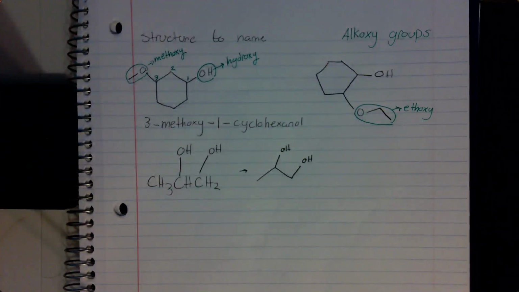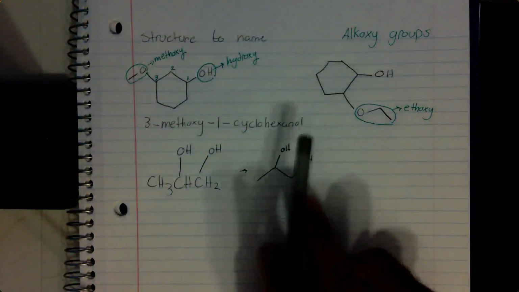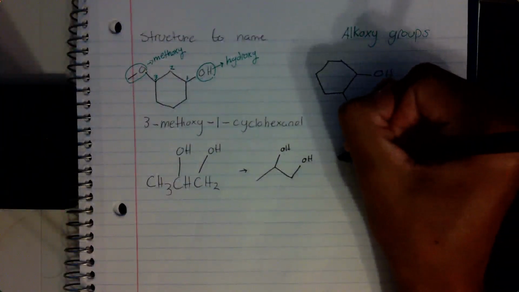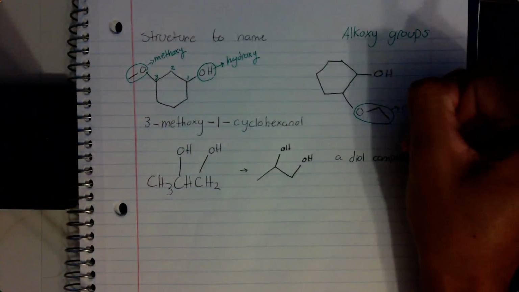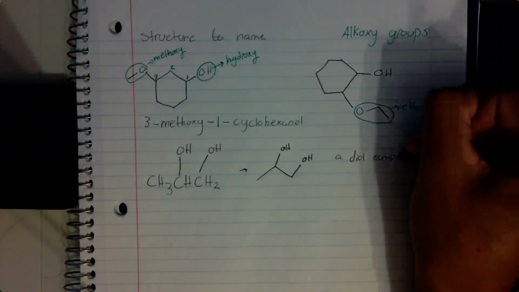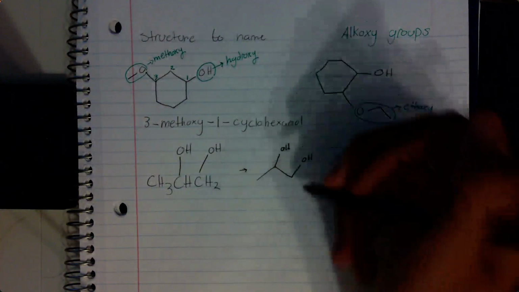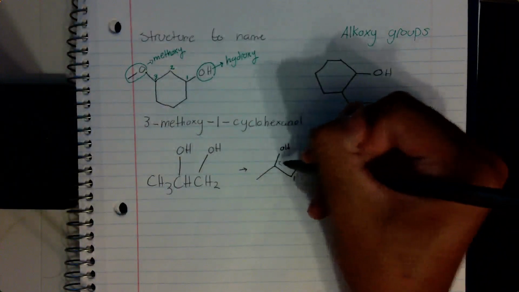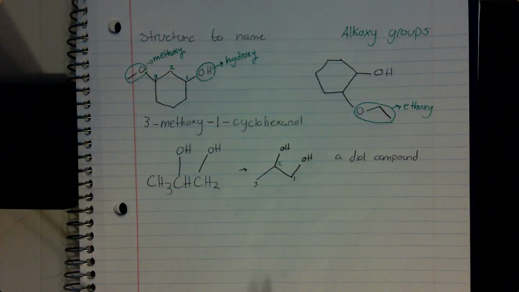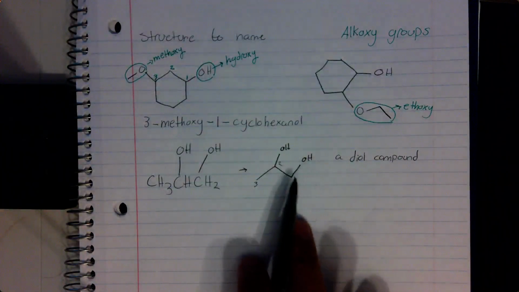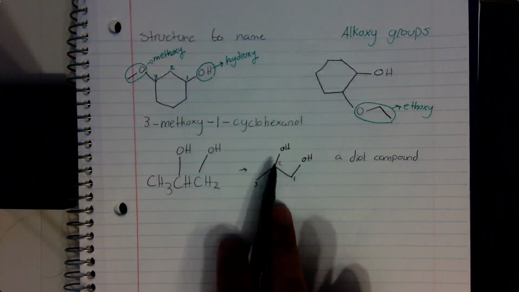Whenever a compound has two alcohols present in it, we refer to that as a diol. So this is a diol species. And they're quite simple to name. So let's start numbering our carbons insofar that we give the alcohol group the highest priority, but the lowest locant value.